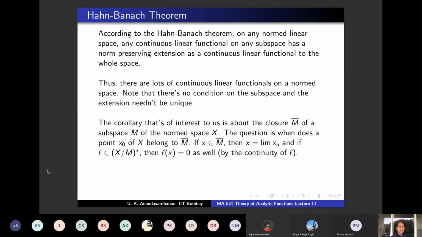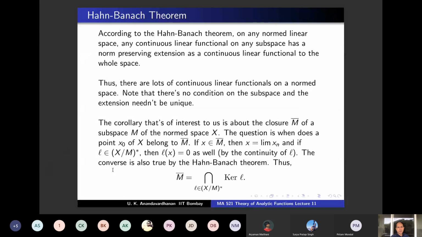What we are going to say is that the converse is true. So what we have shown is: if x belongs to M bar and L is such that L is 0 on M, then L is 0 on x also. The converse is also true, which means: if there is a point x where L is 0 for all those L which are identically 0 on M, then x belongs to M bar. This is the converse of that statement, and it is true because of the Hahn-Banach theorem.